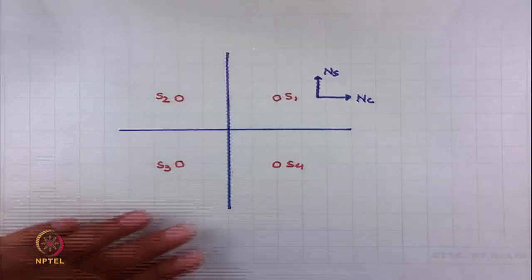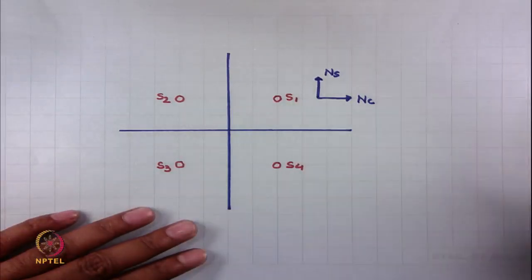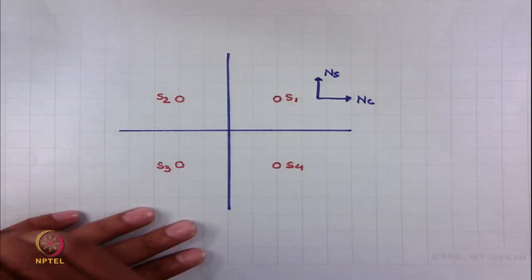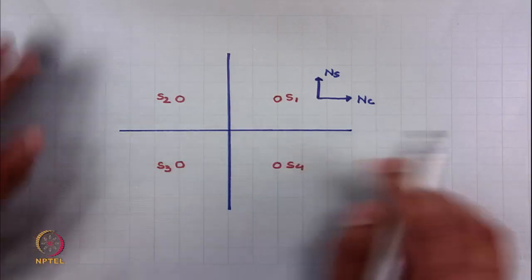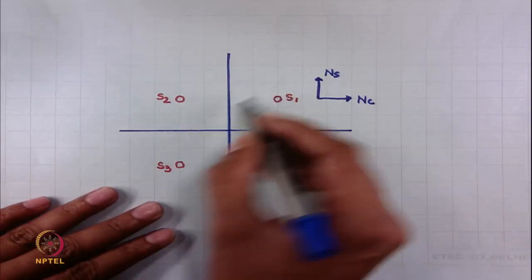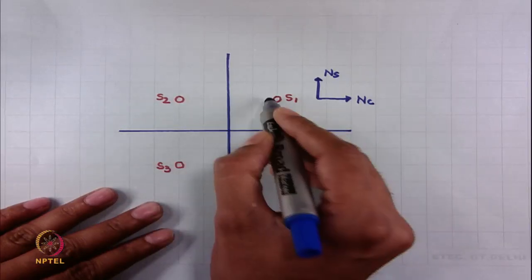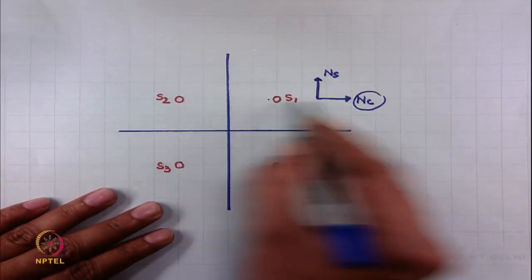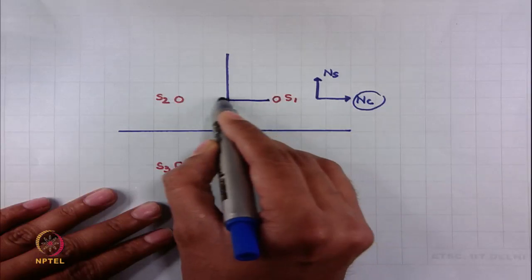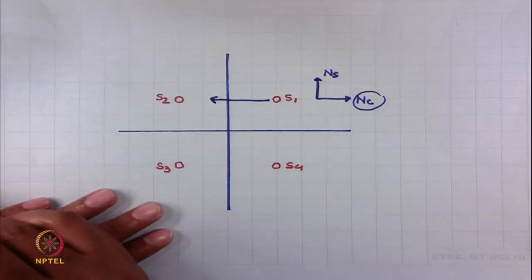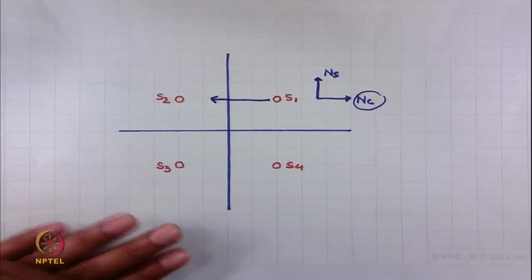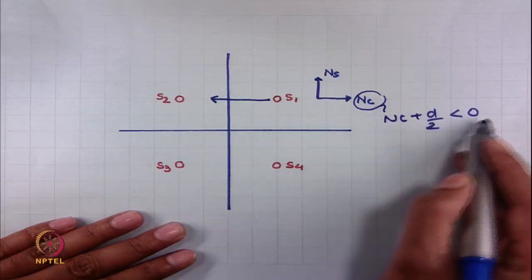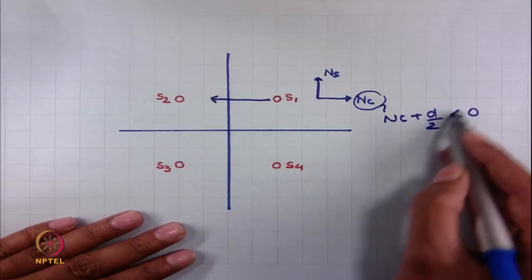So, look at this constellation again. What we are saying is we are transmitting signal S1, and if this observation lies in this first quadrant, then the receiver will detect signal S1. This received value will slip out of this first quadrant when the noise amplitude NC becomes less than minus d by 2. When this happens, the received value will lie to the left of this y axis. Okay. So, when NC plus d by 2 is less than 0, the received value will slip to the left of this axis.